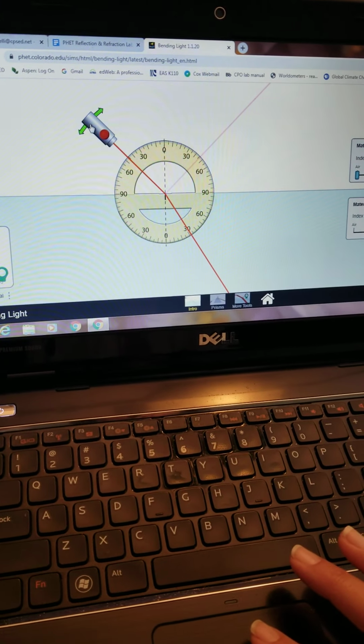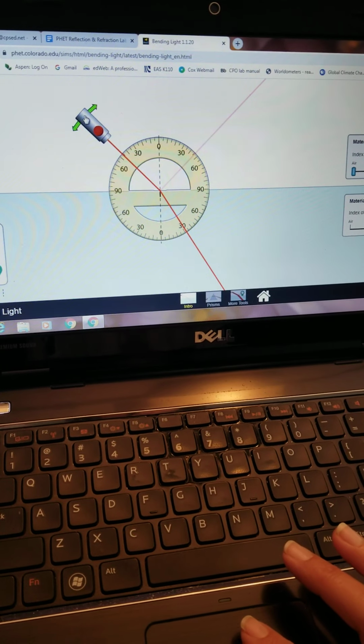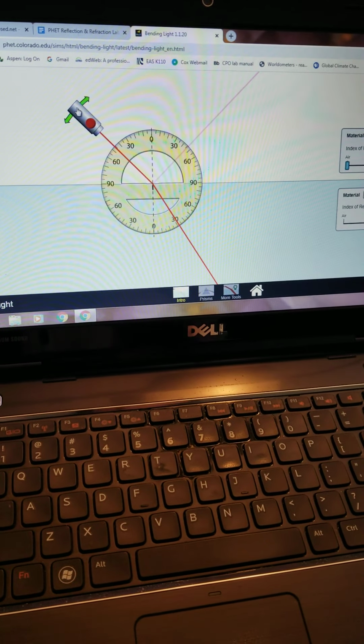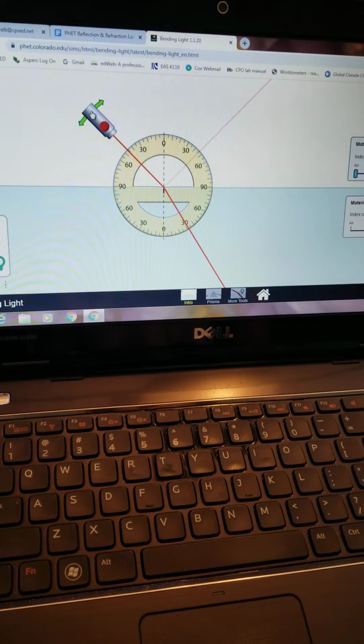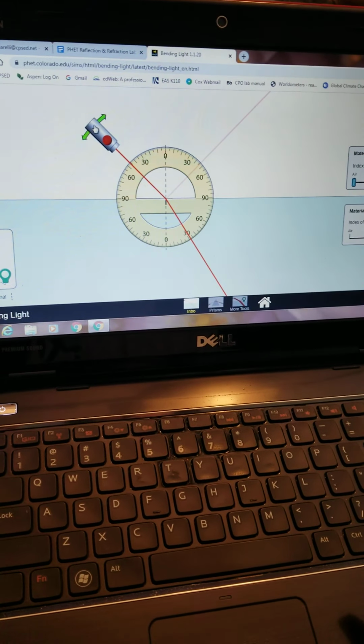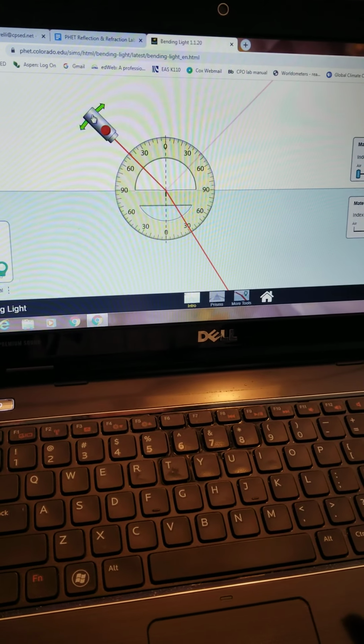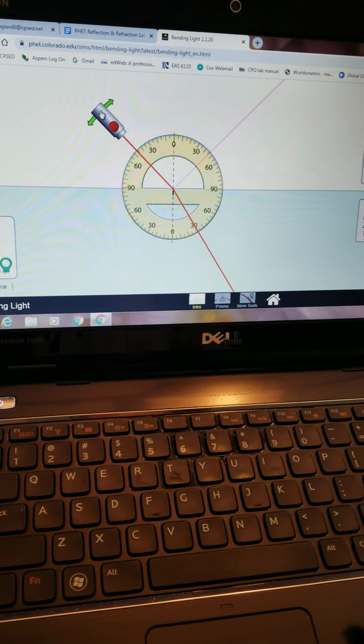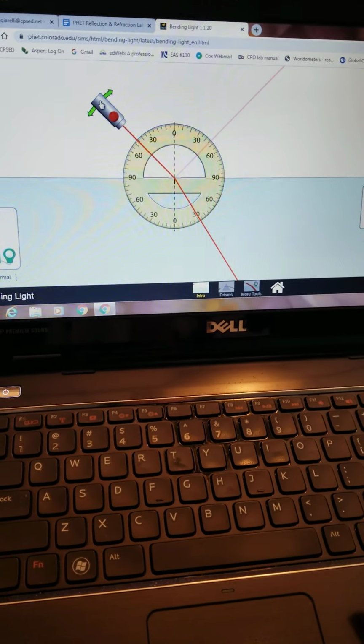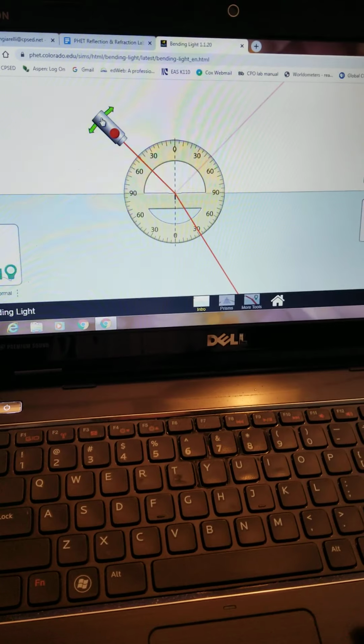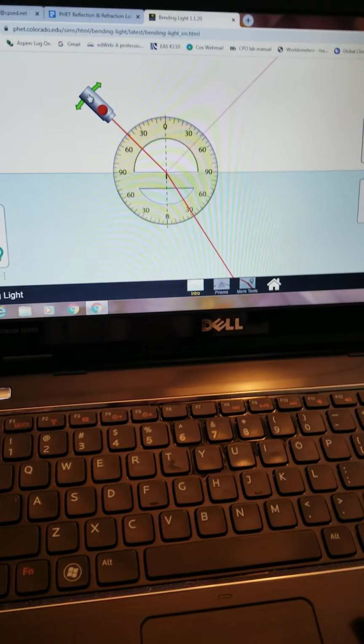Then number 11: does your data obey the law of reflection? Explain why or why not, using data again as your evidence. So in number 9, you are talking about the angle of incidence and reflection. In number 10, you're stating the law of reflection. And in number 11, you're saying whether or not your angles obey the law of reflection.